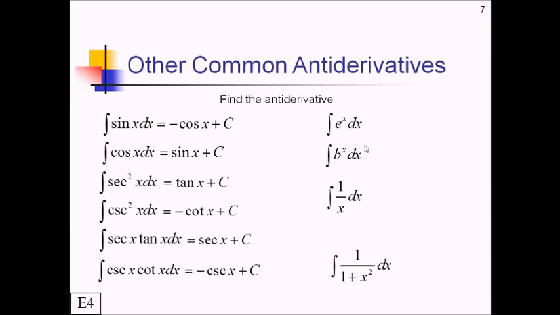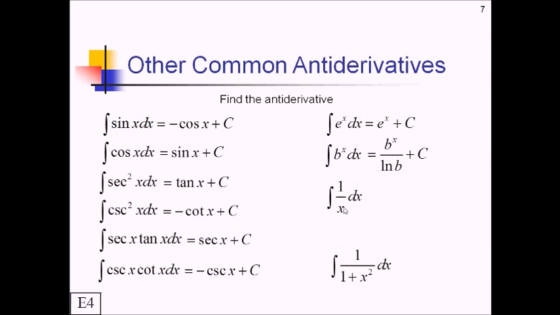Now for e of x, what do I have to take the derivative of to get e of x? Oh yeah, e of x. E of x, or e to the x rather, is its own antiderivative and derivative. Kind of cool. But now b to the x is a little bit different. Normally when you take the derivative of b to the x, you get a b to the x times an ln of the base. So the antiderivative of this, we're going to have to divide by the ln of the base to cancel that out.